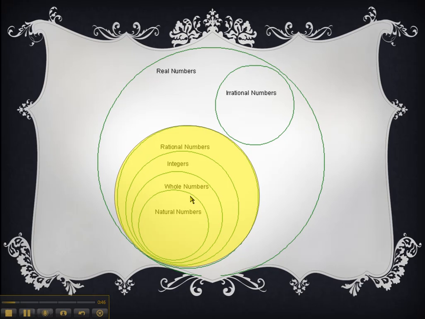If the entire circle is inside another circle, for example, the whole numbers' entire circle is inside the one for integers, then every whole number will be an integer. But the opposite isn't true. Since the whole circle for integers is not inside the circle for whole numbers, not all the integers are whole numbers.